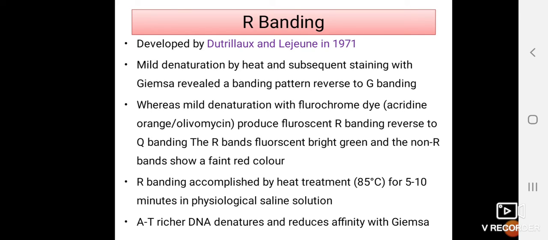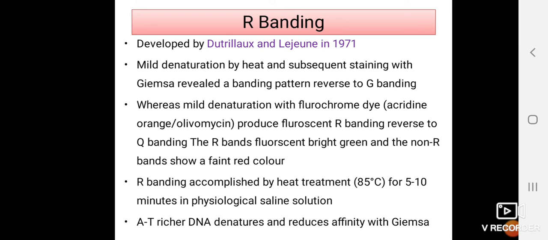Then we come across R banding, which is called the reverse banding. It was developed by Dutrillaux and Lejeune in 1971. Mild denaturation by heat and subsequent staining with Giemsa reveals a banding pattern which is the reverse of the G banding.